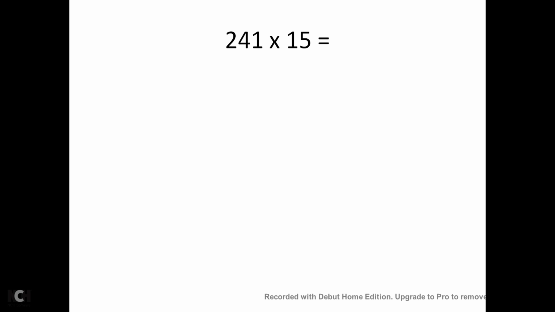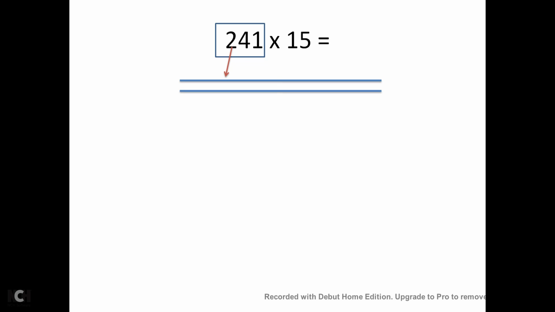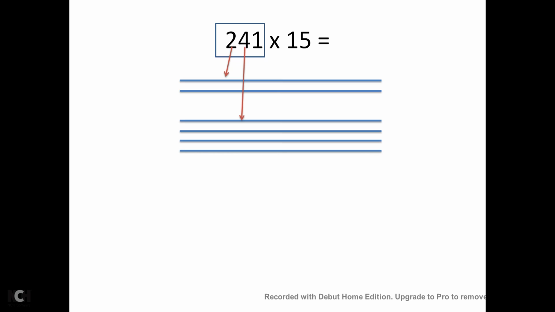Now, these numbers, 241 times 15, have two factors. The first factor is 241, and it has three digits: 2, 4, and 1. What we're going to do here is, for the digit 2, draw two lines. For the digit 4, we draw four lines. And lastly, for the digit 1, we draw one line. As you can see, these are all horizontal lines.